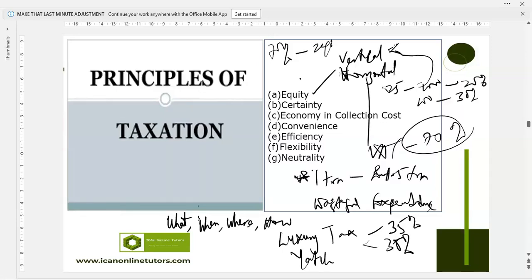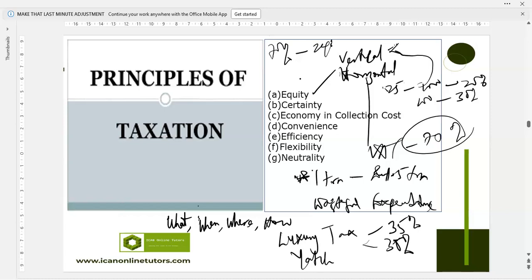Then simplicity. It should be simple, by the words what, when, where, how. It should be simple for everybody. So I should understand why I'm paying, what I'm paying for, where I'm paying it and how I'm paying it. Okay, so then let's see what this money is being used for. And productivity.